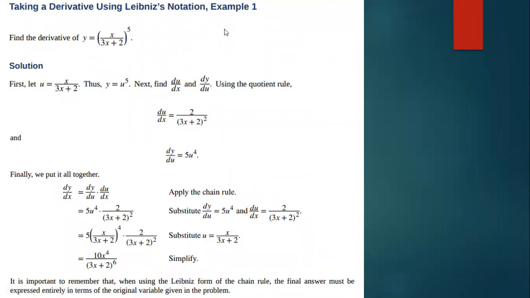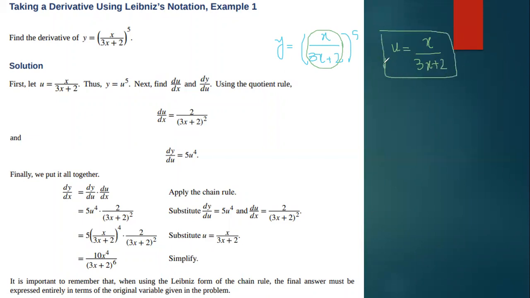Now moving towards the next one, the question is find the derivative. हमें डेरिवेटिव फाइंड करना है of what, y equals to x divided by 3x plus 2 whole power 5. So if I am taking this value as u, अगर मैं इसको u लेता हूँ, so my u will be equals to x upon 3x plus 2. So this is my value for a given function. मेरे पास y क्या हो जाएगा, y equals to u power 5.